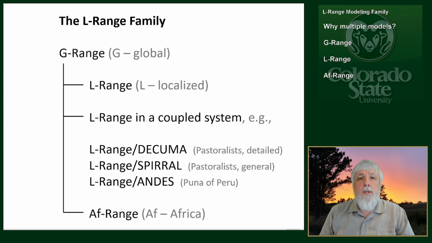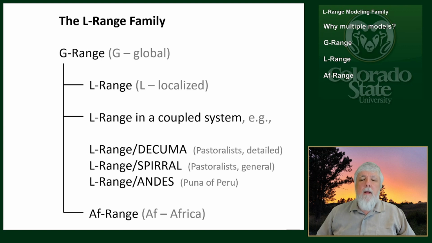This way of looking at the world started with G-range. That was the first model put in place. The G in G-range is for global, and so it was a global rangeland model. And so when you look at that software, it is assuming that the world is the scale of the world. It's going from negative 180 degrees to positive 180 degrees, from negative 90 degrees south to positive 90 degrees north. It's assuming a globe.